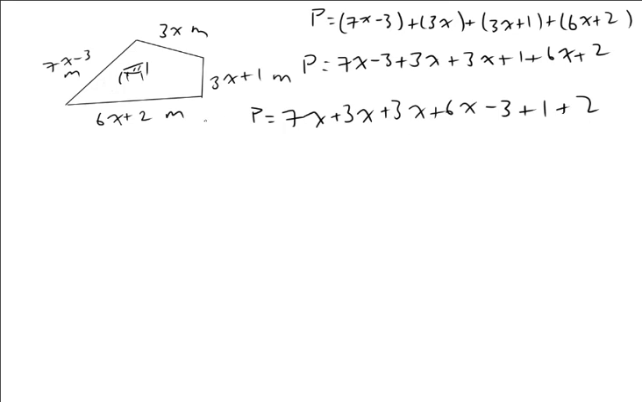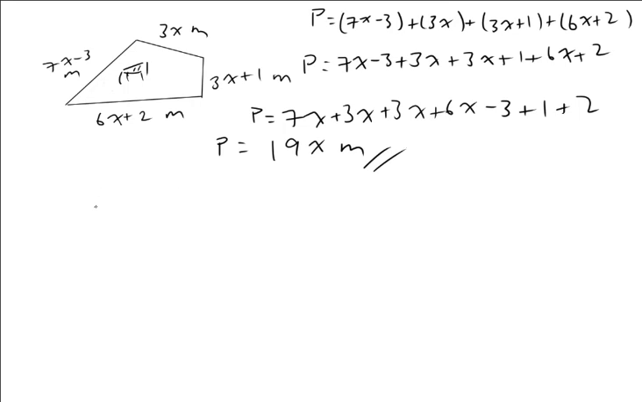Alright, now all we gotta do is just collect like terms, right? So, 7x plus 3x plus 3x, that gives us 13x. Oh, I'm sorry. There's another 6x. So 7x plus 3x plus 3x plus 6x, that will give us 19x. And then we add up all the constants, minus 3 plus 1 plus 2. Oh, actually, that just cancels out to 0. So minus 3 plus 2 is minus 1, minus 1 plus 1 is 0. So this is the general term for our perimeter, 19x meters. Which is actually really nice because we just have to do one operation to find the perimeter.